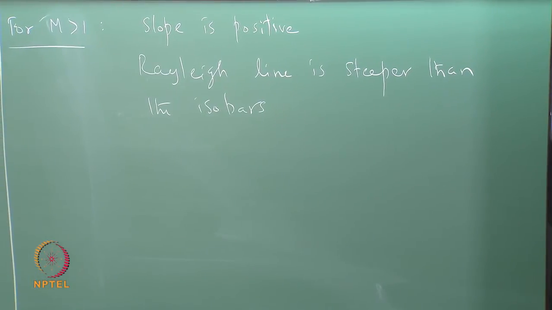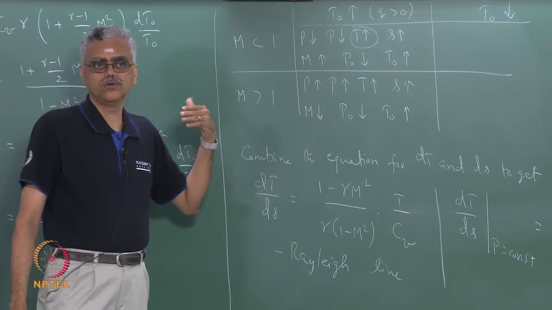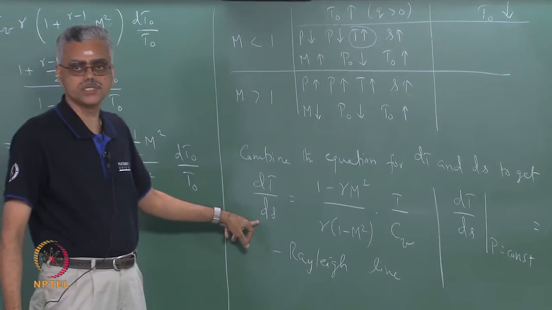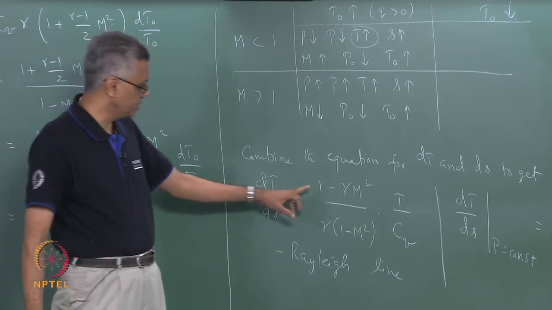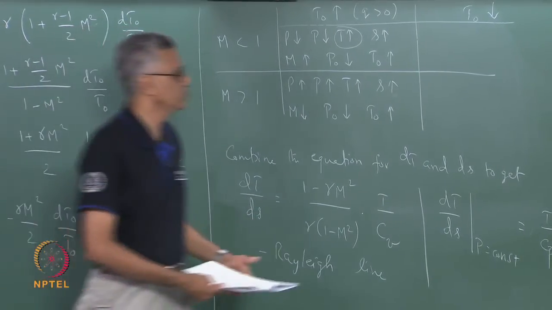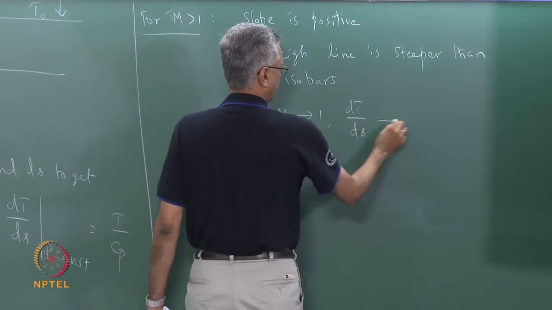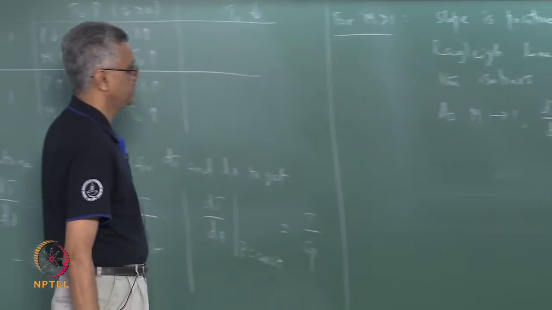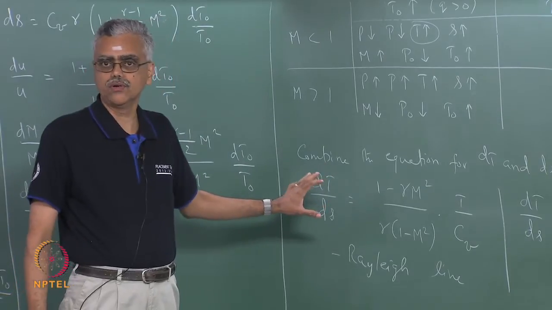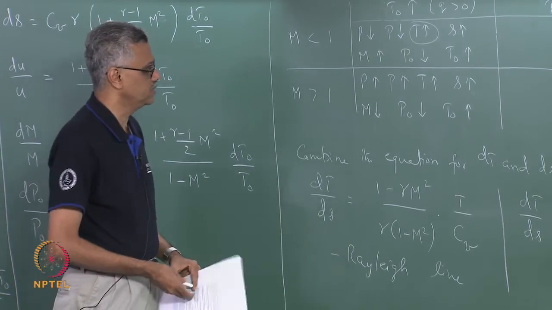Now, as M tends to 1, remember we said that when you add heat to a supersonic flow, the Mach number decreases, right. So you start from Mach number greater than 1, it keeps decreasing, and as M approaches 1, notice that dT dS approaches plus infinity, right, because dT dS is always positive, and as M approaches 1, dT dS approaches plus infinity. So I get an idea of what this line is going to look like now, at least the supersonic branch of the line. So that is what we are going to see in the diagram.